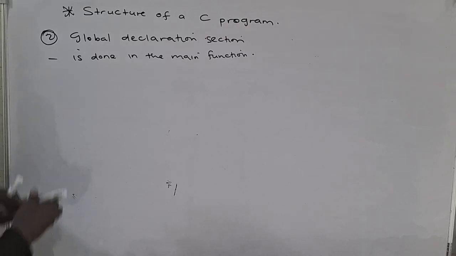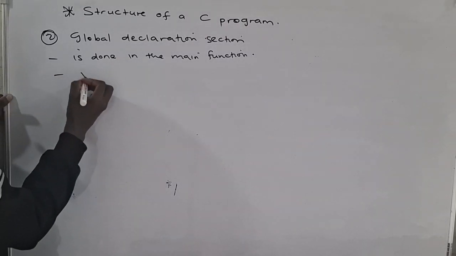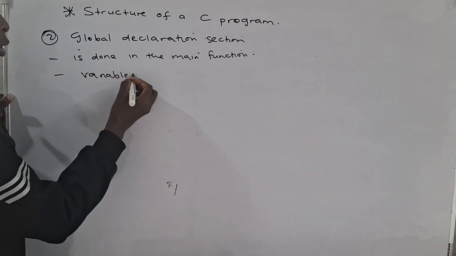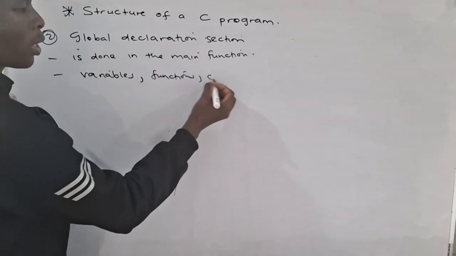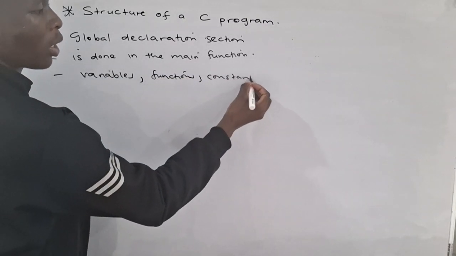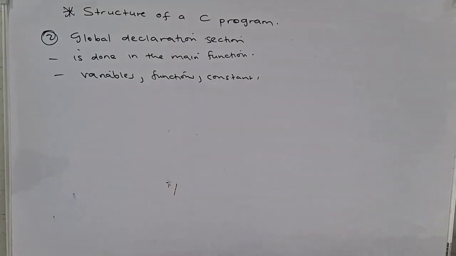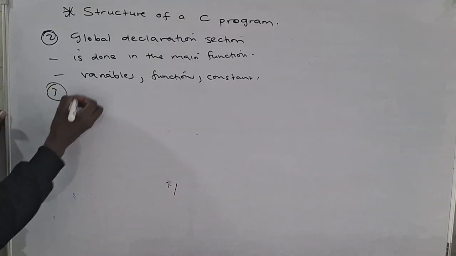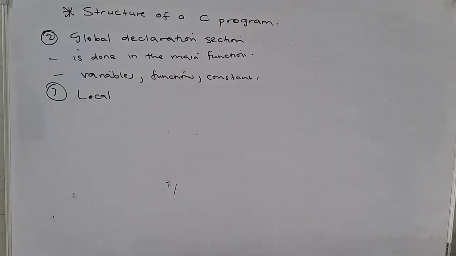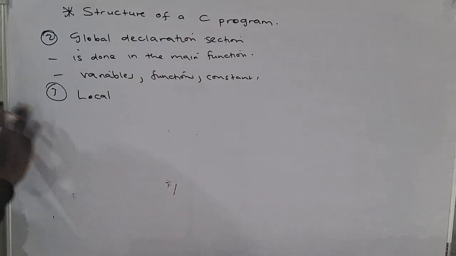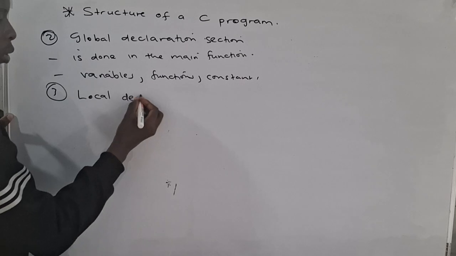Okay, you can also declare what? So we are going to declare variables, we are going to declare functions. What else? You can also declare what? Constants. You can declare all these things globally. Let's move on to number 3. We have what we call the local declaration.